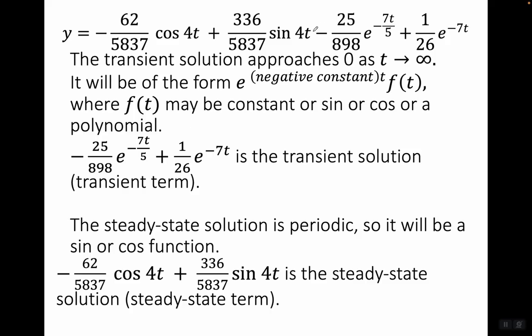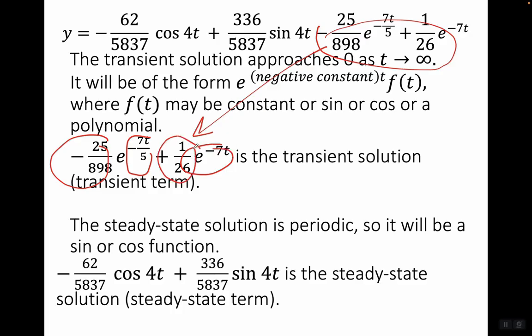So this part over here, that's going to be our transient solution. In other words, our transient term. It's e to some negative constant times t times some function f of t, which is constant or a polynomial or sine or cosine. Same thing here. E to some negative constant times t times a constant or sine or cosine or a polynomial. That's our transient solution. The steady state solution is periodic, so it's going to be a sine or cosine function, and that's basically what we have over here. That's the rest of it. That's our steady state function.